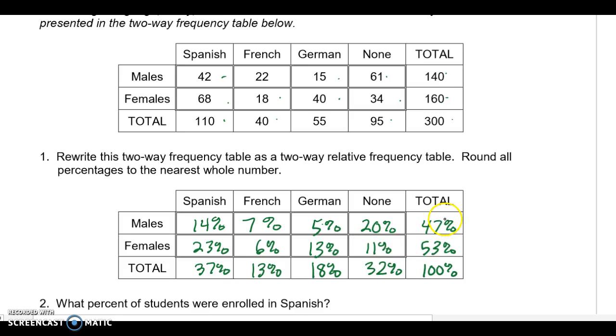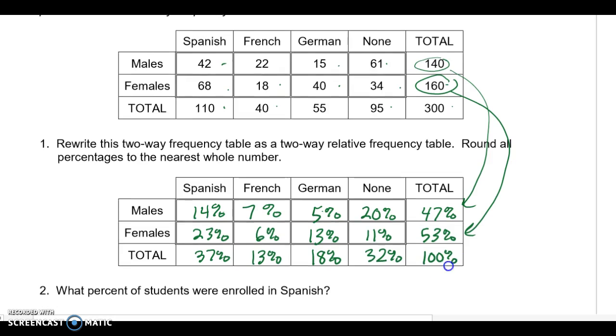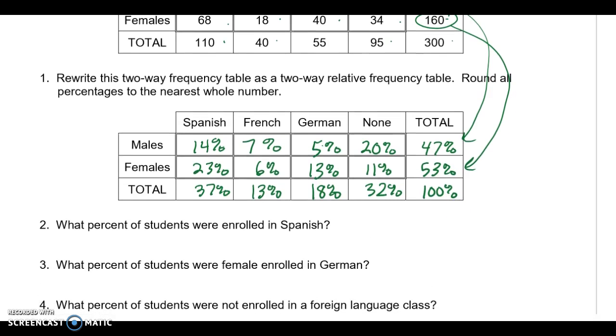But here's what we want to make sure of. We use this number right here to calculate this. Use this number right here to calculate this. Use the data in the table. Don't just add up the percents, because then things can be off a little bit. So what percent of students were enrolled in Spanish? So again, I think once you create the relative frequency table, it's fairly easy to analyze, and I think easier to analyze than a two-way table. Percent of students enrolled in Spanish, so we go to Spanish, is 37%.